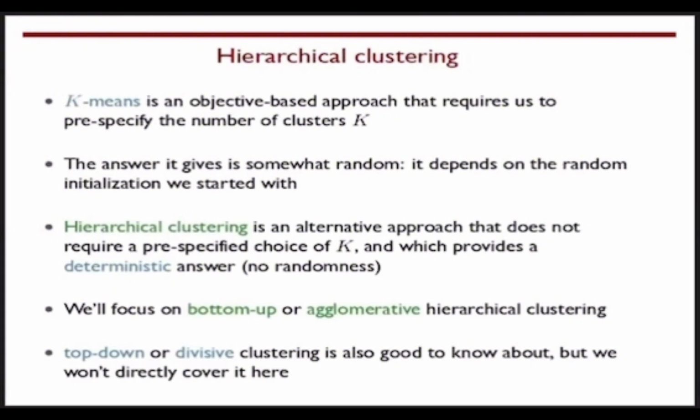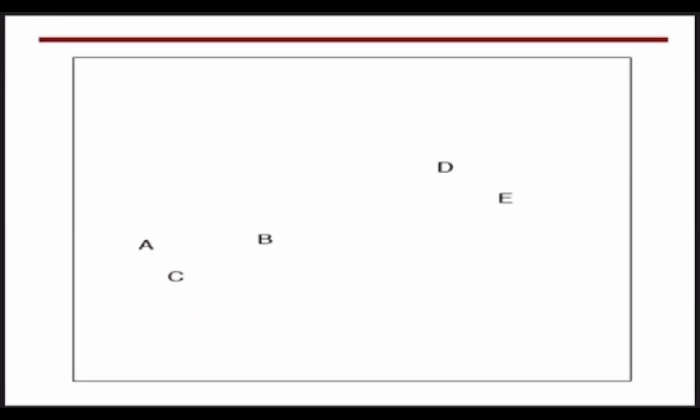It depends on the random initialization we started with, and hierarchical clustering does not require a specified choice of cluster number. There are 2 types of it: we have bottom up and we have what we call top down. The one I'm going to showcase today is bottom up, where we build from the bottom to the top. But let me first show you the manual way.